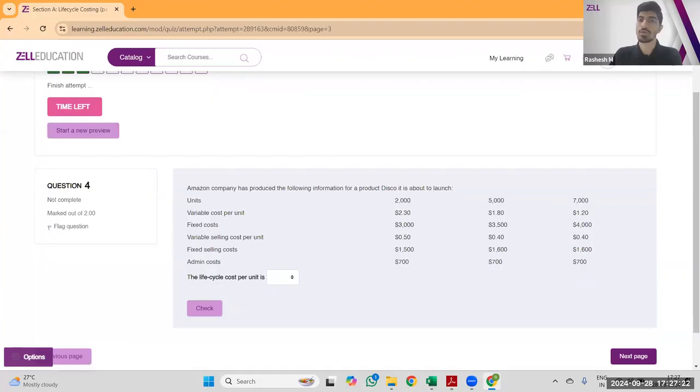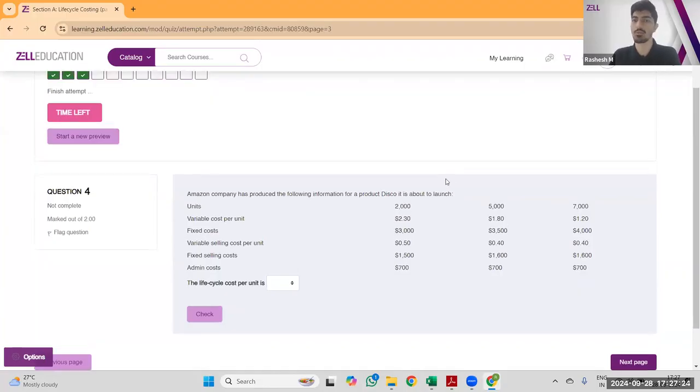All right. Okay. Same thing, guys. You all can try solving the question. It's essentially a practice of correctly adding up your costs and correctly coming to the answer.